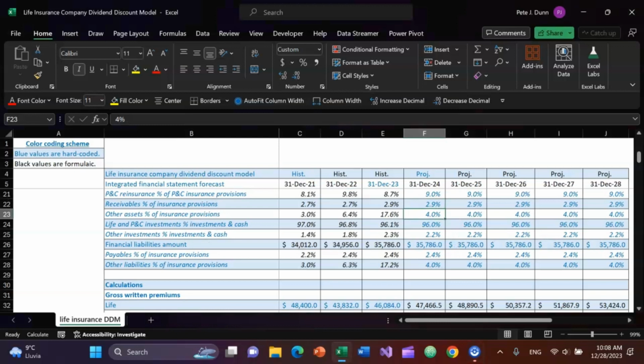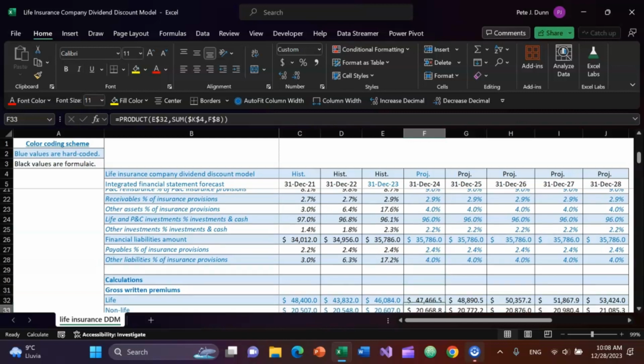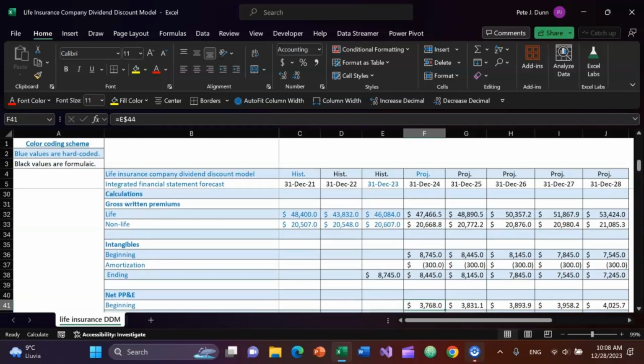And I have receivables as a percentage of insurance provisions, other assets as a percentage of insurance provisions, life and property and casualty investments as a percentage of investments in cash, other investments as a percentage of investments in cash, financial liabilities, which is debt payable. I'm hard coding that in. I'm assuming that stays constant. Payables as a percentage of total insurance provisions, and same for total liabilities. Those are some of the key balance sheet assumptions that I'm going to use throughout this model.